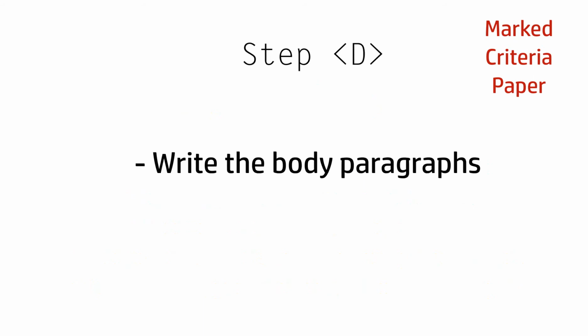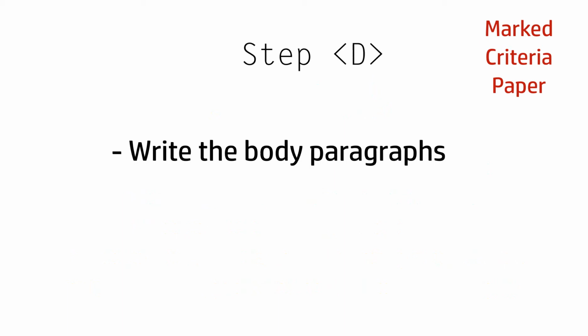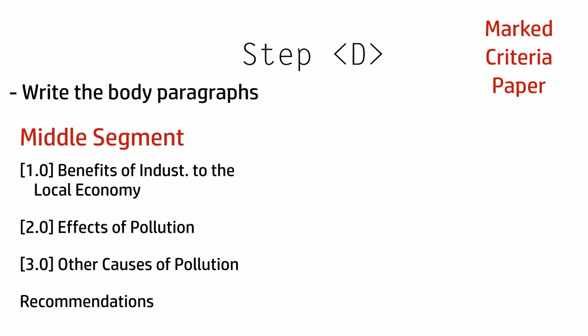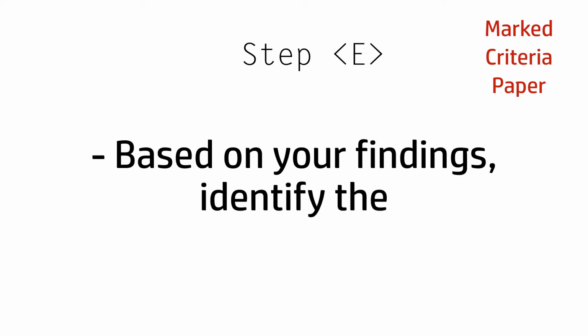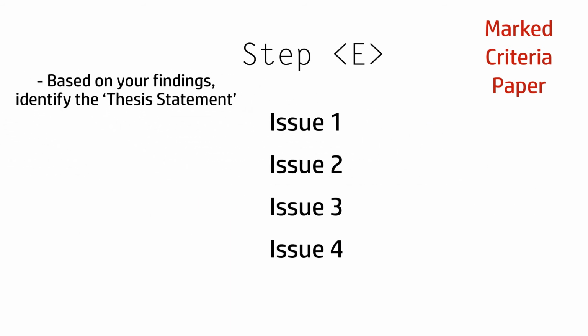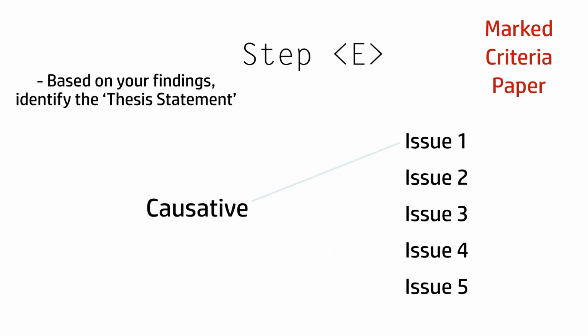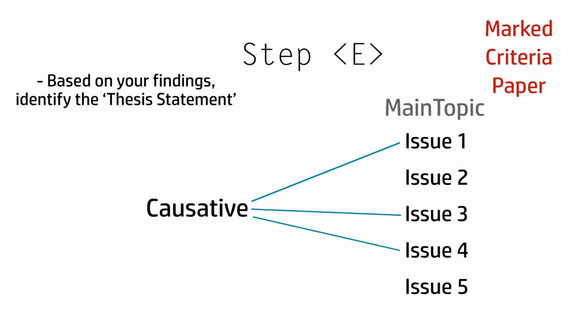Step D. Write the appropriate paragraphs under each heading to develop the middle segment of the paper. This is where you do the research and present it in an academic way. We will explore how to write body paragraphs the practical way in video 3. And finally, step E. Based on your findings, identify the thesis statement. By reading through what you have found, you should be able to find a single cause to many of the issues. The issues themselves are different aspects of the main topic written in your question or dissertation title.